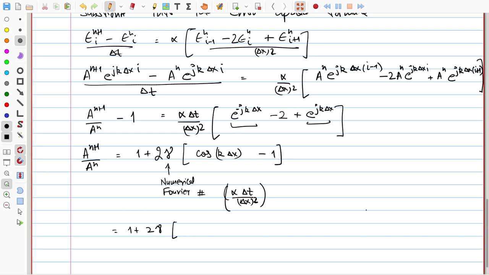Now, there's an identity: cos 2 theta is 1 minus 2 sin square theta. Is that correct? So, using this identity, we can write cos k delta x minus 1 as minus 2 sin square k delta x by 2. So, I will take the minus outside, and then we get a 4 here.